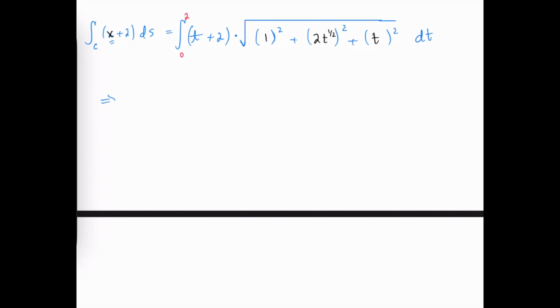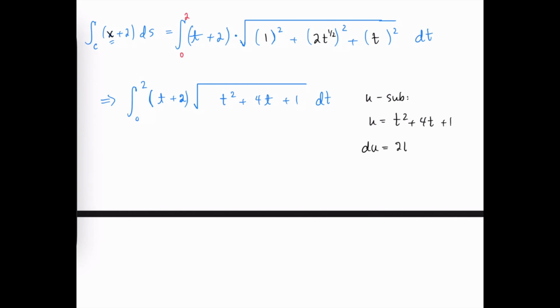Now we definitely want to clean this up before we integrate, and this is t plus 2 times the radical. We're going to end up with t squared plus 4t plus 1, and this can be integrated using a u sub. We'll let u be equal to the radicand, so that du is equal to 2t plus 4 dt, which can be factored into 2 times t plus 2 dt. So we can create that du in the integrand by multiplying by a 2 here and then by 1/2 out here to fix that.